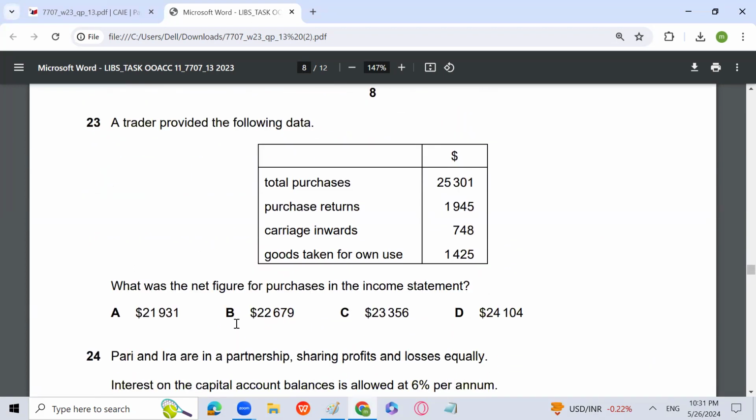A trader provided the following data: total purchases, purchase return, carriage inward, goods taken for own use. What was the net figure for purchases in the income statement? Means what was the net figure after subtracting or adding all these things? What amount of purchases will you write in the income statement? Very easy. Purchase return will be subtracted, carriage inward will be added, goods taken for own use will be subtracted. That's it.